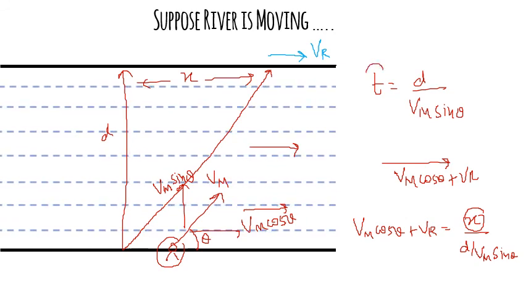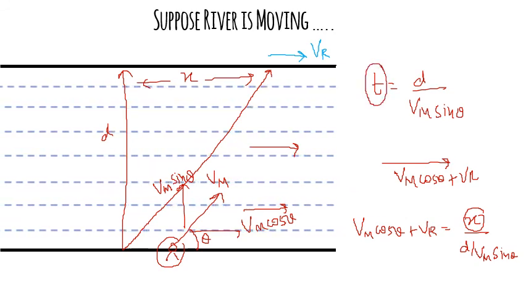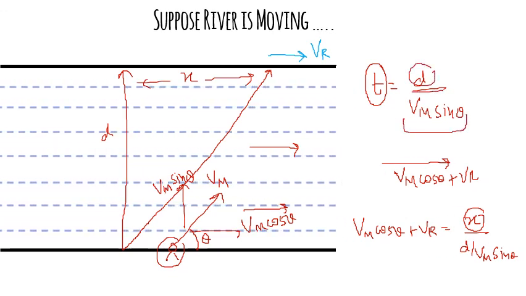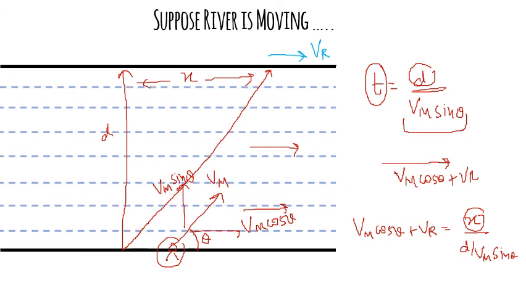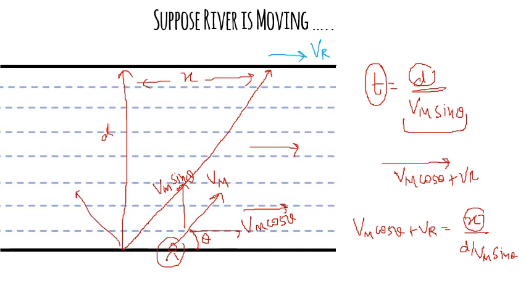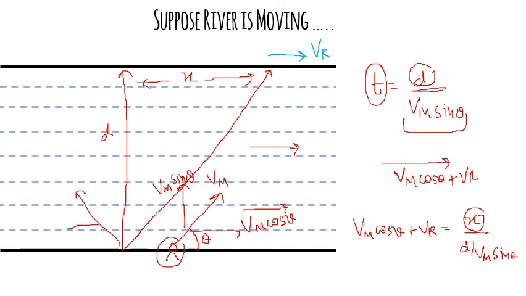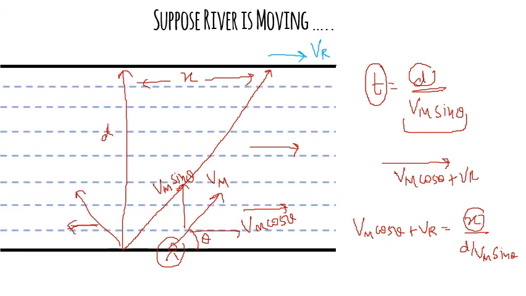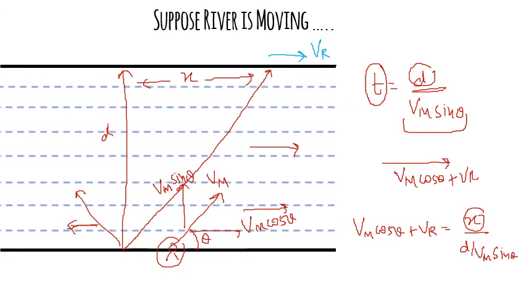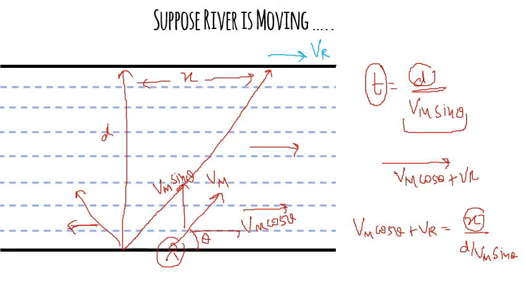And in all the cases, the time will be the same. The time taken to cross the river will be d divided by the vertical component of velocity, that is Vm sin theta. And suppose the person is traveling in the backward direction. Then the horizontal component will be in the backward direction, so you will write Vr minus Vm cos theta in that case.